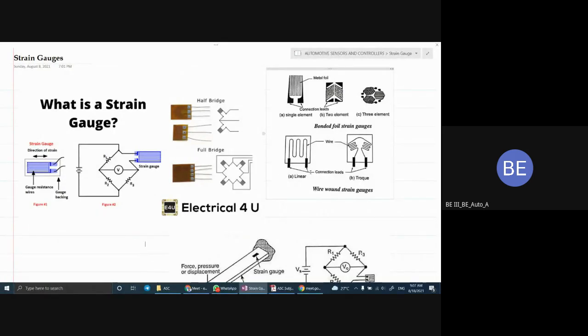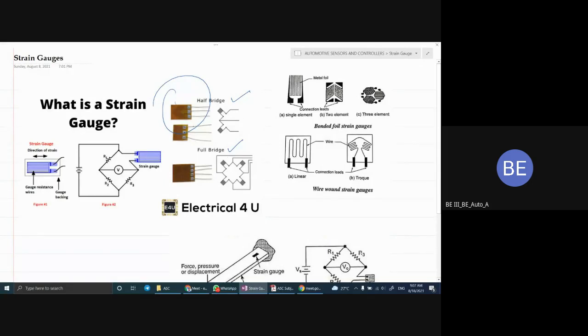In the lab class, we have seen about the strain gauge, right? So this is the strain gauge. This is the actual strain gauge. It consists of two types: one is the half bridge strain gauge and the other is the full bridge strain gauge. See here, this is the half bridge, in which the circuit is half completed. And see here, this is the full bridge circuit, so it is fully closed.